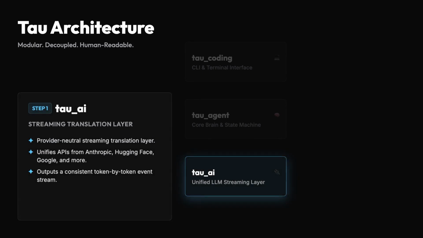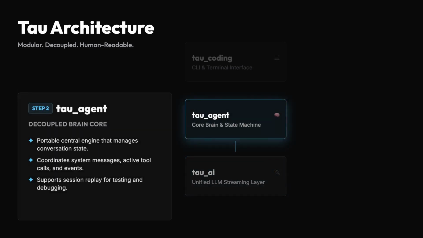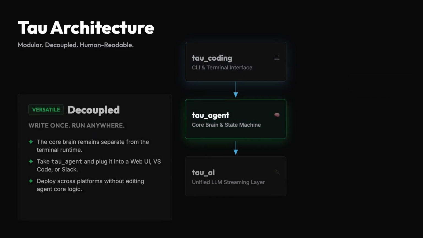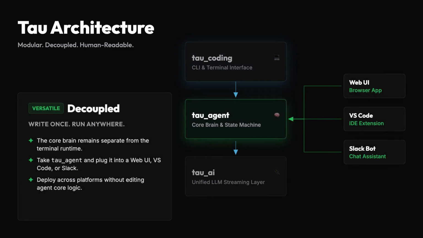First, tau_ai is the provider-neutral streaming layer, translating APIs from Anthropic, Hugging Face, or Google into a unified stream. Second, tau_agent acts as the portable brain, managing messages, tools, events, and session replay. And third, tau_coding turns the brain into a real terminal app, providing file system tools, CLI, and custom skills.